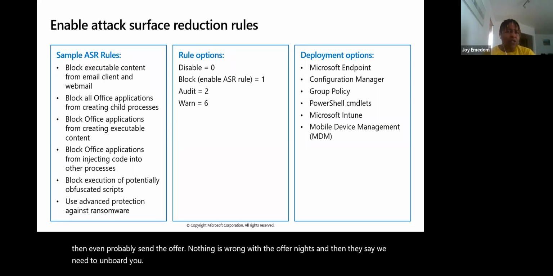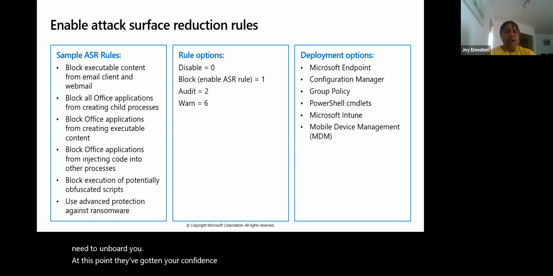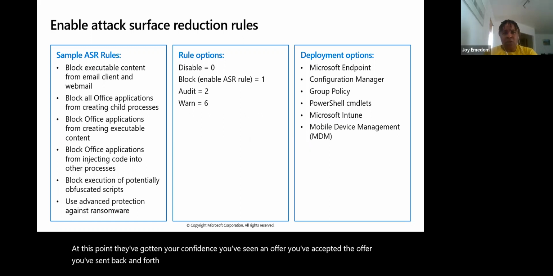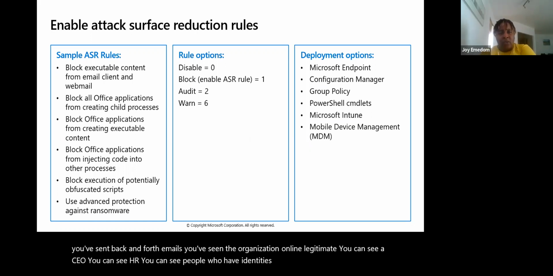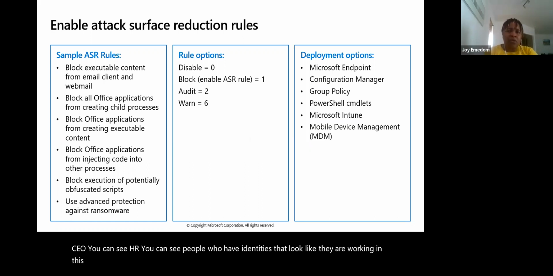At this point, they've gotten your confidence. You've seen an offer. You've accepted the offer. You've sent emails back and forth. You've seen the organization online, legitimate. You can see a CEO. You can see an HR. You can see people who have identities that look like they are working in this organization. To you, everything looks legit. And then you have even seen the offer and accepted.